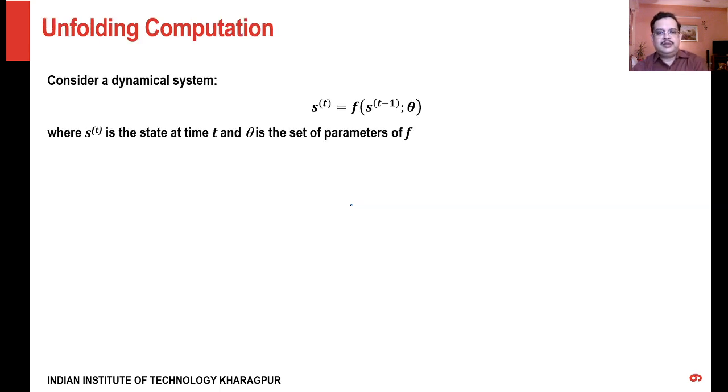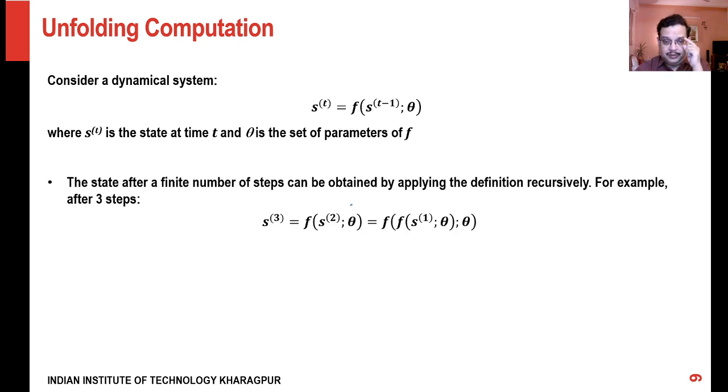How do we handle the recurrent neural network? Let's consider a dynamical system where f is the transfer function which takes the previous state, s_{t-1}, and gives me the value of the present state as a function of the previous state. And theta is the set of parameters of f, which is what we will aim to learn by using the network.